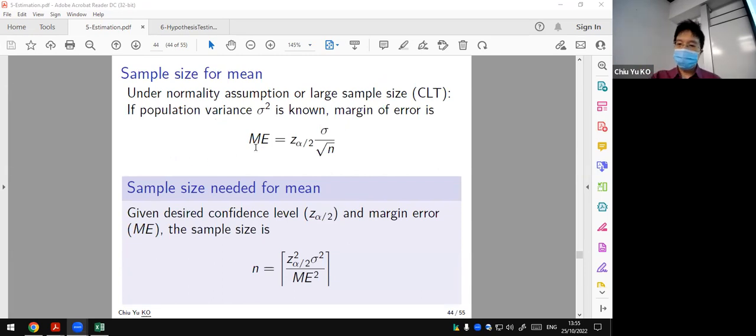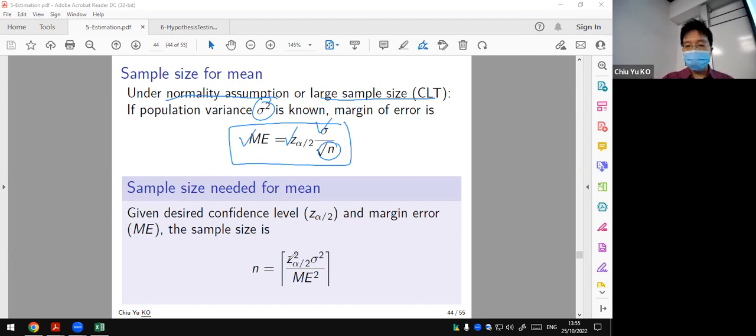So what I do is, if you assume normality, central limit theorem, and I know sigma, this is what we want, right? I tell you this, I tell you this, I tell you this, you tell me that. Is that clear? And this is the formula.